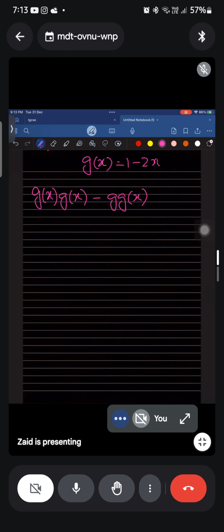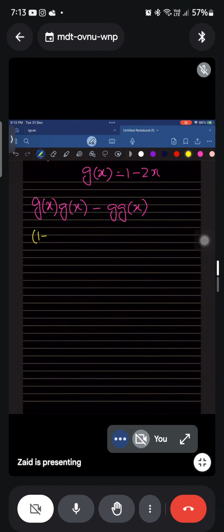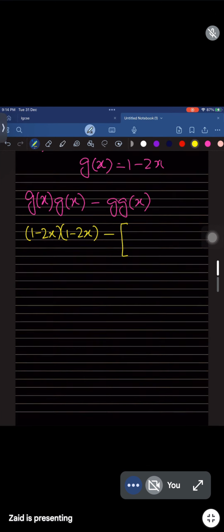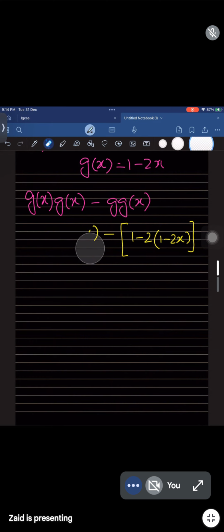So my dear students, the first one is multiplication, okay? And the second one is a composite function. So 1 minus 2x into 1 minus 2x, minus, and then you can put this, 1 minus 2, and then 1 minus 2x, and then close it. Is this clear to you or not? If this is quite confusing, you can do it separately and then plug in the values. So let's first find gx and then ggx, and then put the values.